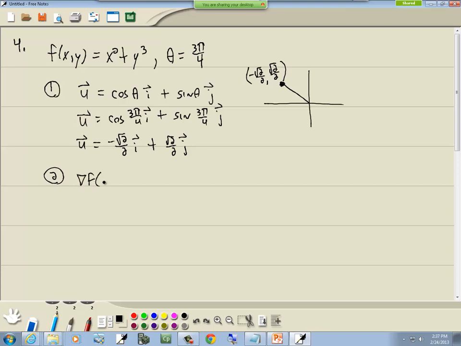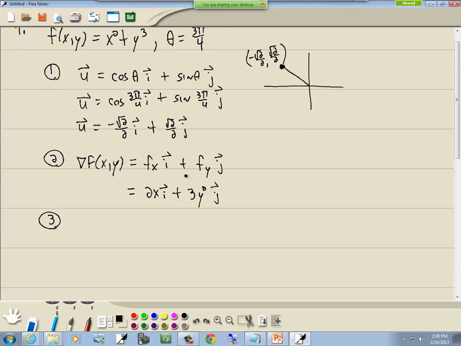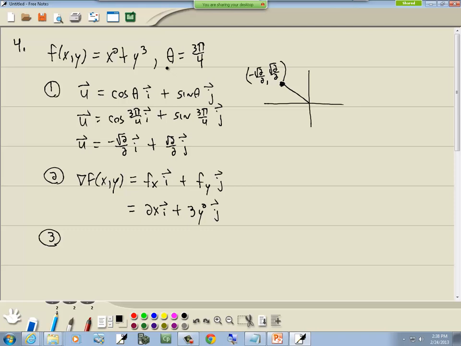Then we want to find del f of x, y, and that's going to equal our partial with respect to x, i, plus our partial with respect to y, j. Well, again, taking a partial with respect to x, the y is considered a constant, so this is going to drop away. We got 2x i. Partial with respect to y, the x is considered a constant, so that's going to drop away, and we got 3y squared j. Now, when we have this angle here, it gives us a unit vector, but there isn't any specific point. It says in this direction, which will give us a unit vector, but it doesn't say exactly what point it's going to be. So there is no point to plug in on this. So let's skip directly to step 4.